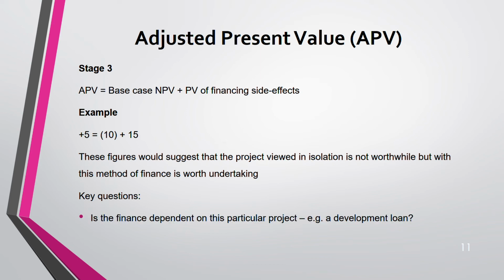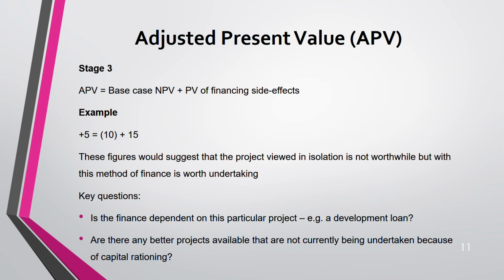Now the key questions that you need to raise. Is the finance dependent on this particular project? Like, do you need a development loan? See, these are for writing purpose, okay? Sometimes it's just not calculation. Sometimes you might have to write for 10-15 marks. Only writing. So you should be able to write also on this topic. Adjusted present value is just not the calculation. Are there any better projects available that are not currently being undertaken because of capital rationing? Okay. Capital rationing means your finance is limited. So because of that, are you not able to take any better projects that are currently available, but because of finance you are not able to take? These two questions you need to raise.